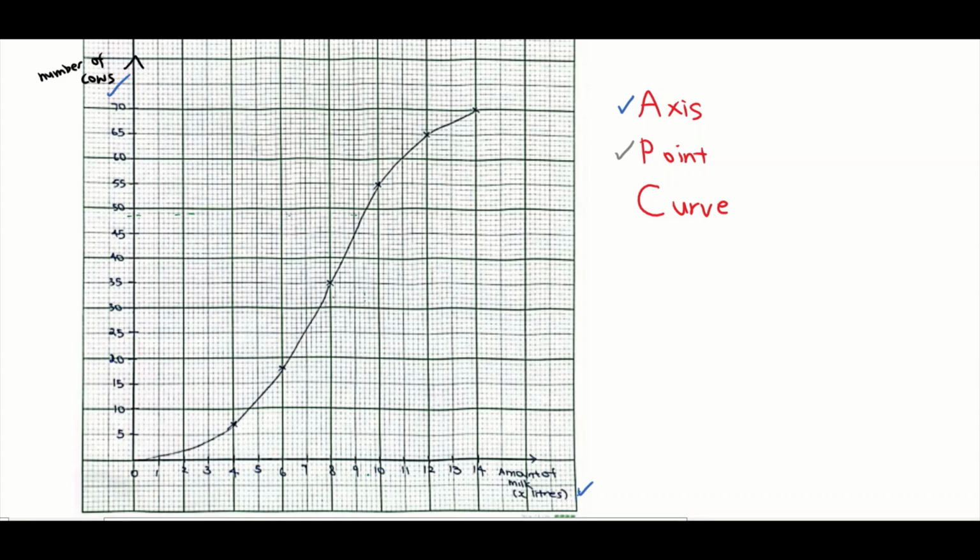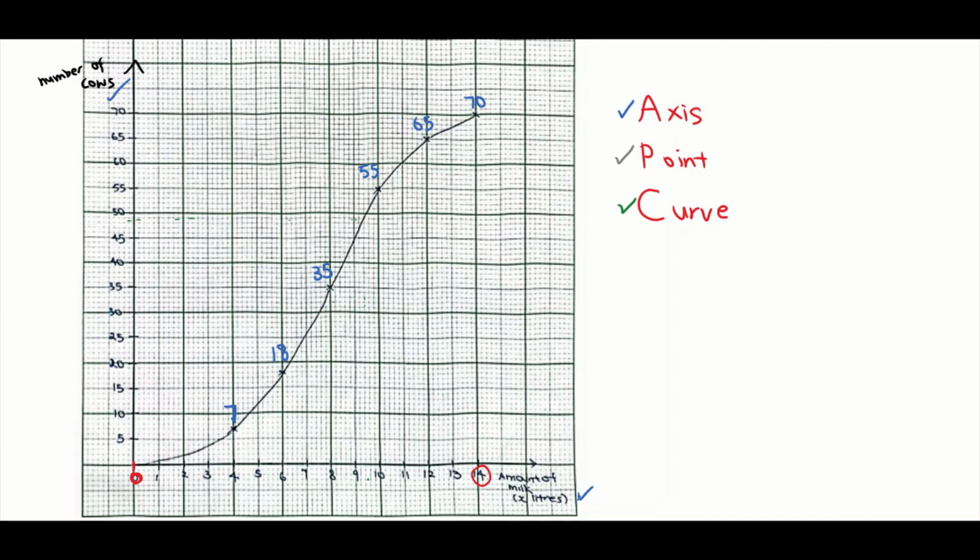How I plot the points is, first of all, between 0 and 4 liters of milk, there are 7 cows. Next one will be 18 cows. Next one, 35 cows, 55, 65, and 70. We also start from 0 cows, and from 0 liters of milk all the way to 14 liters of milk, which tallies with the two ends of the class intervals. After we plot the points, we need to draw one smooth curve. There are 3 marking points. We'll be answering some questions based on this curve drawn.